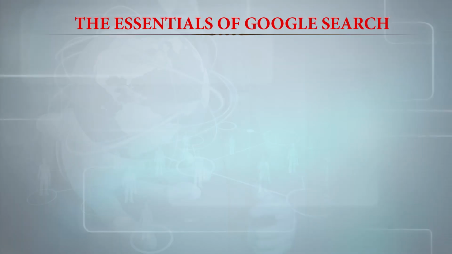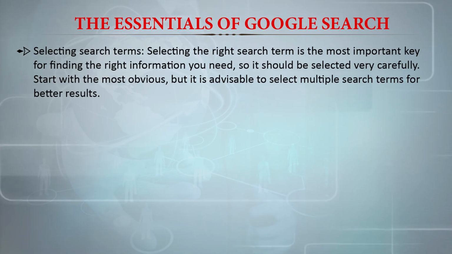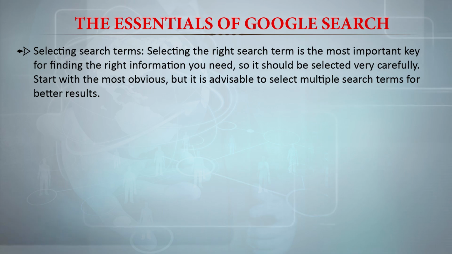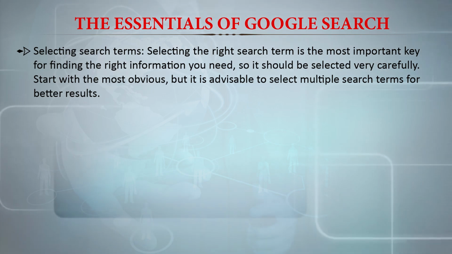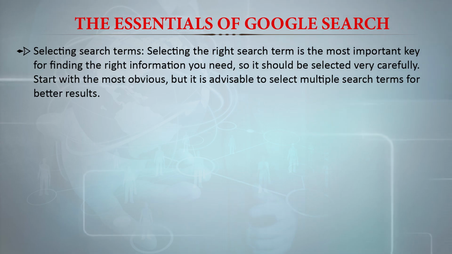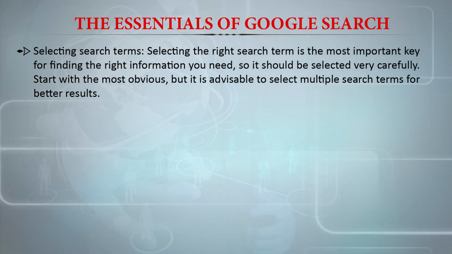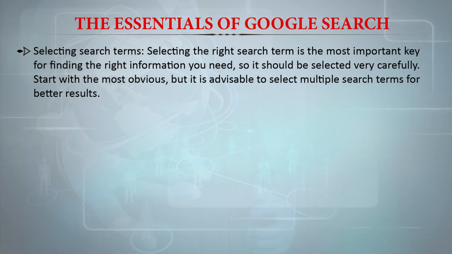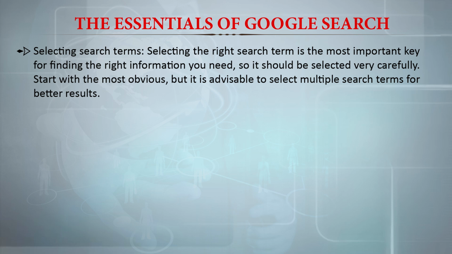Now, let us discuss some basic tips that will help us maximize the effectiveness of search on Google. Selecting the search terms, this is basically the key. So, selecting the right search term is the most important key for finding the right information we need. So, it should be selected very carefully. So, start with the most obvious, but it is advisable to select multiple search terms for better results.